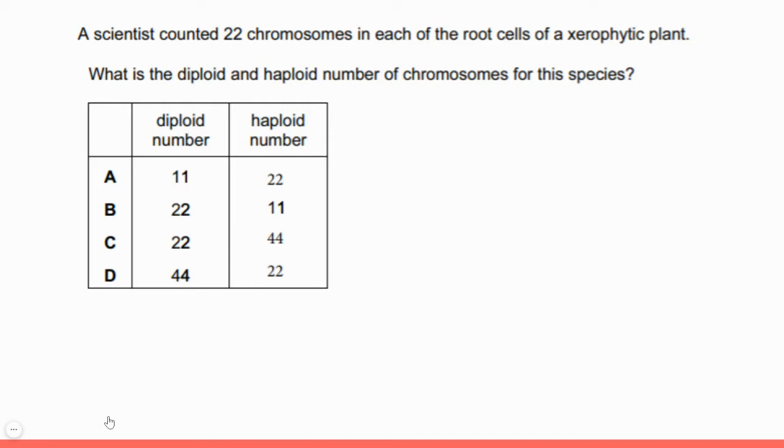A says 11 diploid, 22 haploid. B says 22 diploid, 11 haploid. C says 22 diploid and 44 haploid. And D says 44 diploid and 22 haploid.